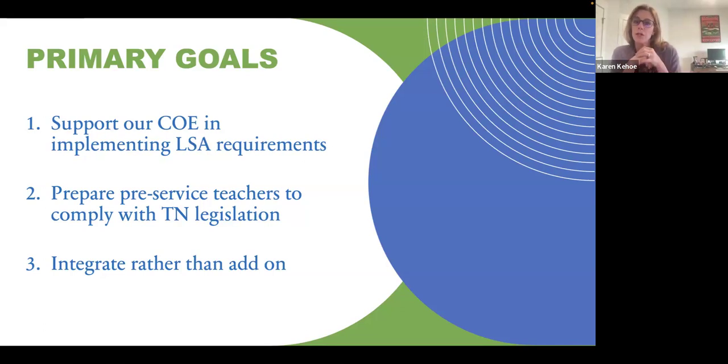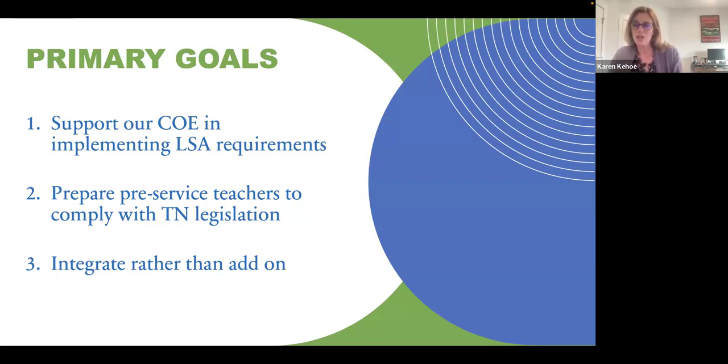We also wanted to help prepare the teacher. So of course we want to support our EPPs, but then we want to support our teachers in our schools, because that's a big component of our mission at the center, which is really to support pre-service and in-service teachers, not only in complying with the legislation, but also in properly serving all students, including those with characteristics of dyslexia. And then the third thing that was really big for us is that we wanted to integrate rather than add on.